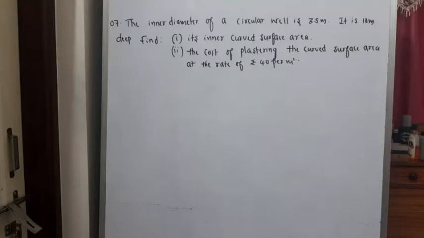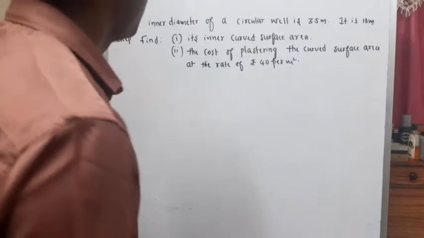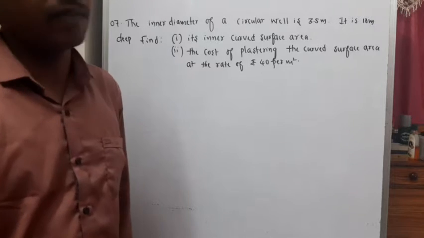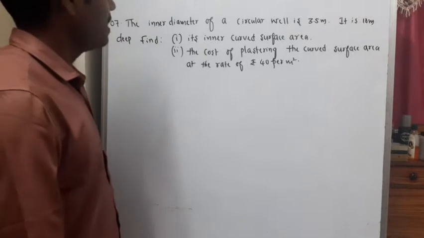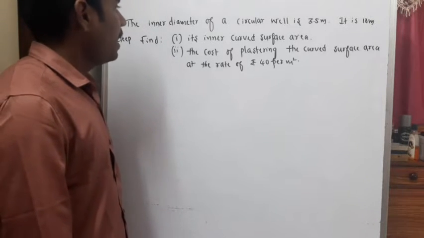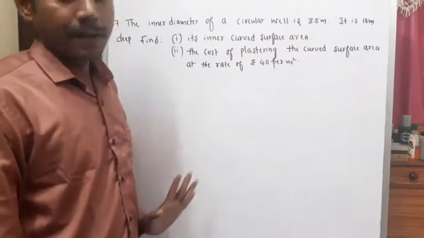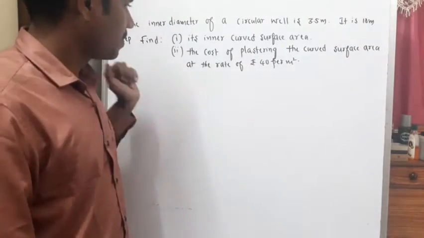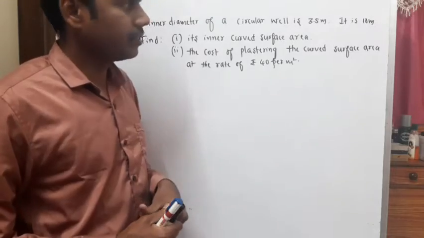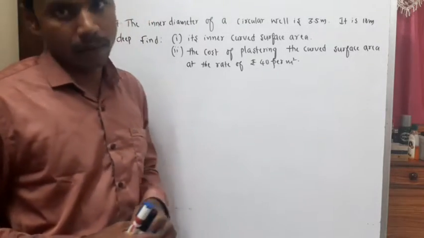Students will continue with exercise 13.2. In that seventh question, the inner diameter of a circular well is 3.5 meter. It is 10 meter deep. Find its inner curved surface area. Second sub question, the cost of plastering the curved surface area at the rate of rupees 40 per meter square.